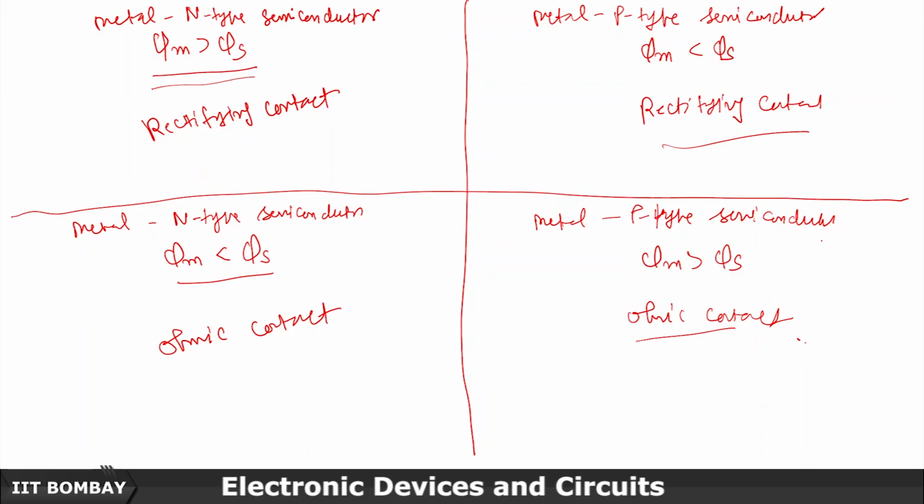And one more thing, it's not the end of the world. If you have a metal and n-type semiconductor and phi m is greater than phi s, then it will always be a rectifying contact. There are certain conditions under which it is possible to convert this into an ohmic contact as well, but this is more for the generalized case, and we will discuss them in detail.